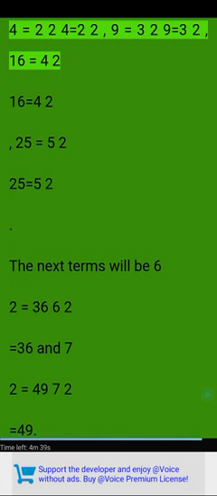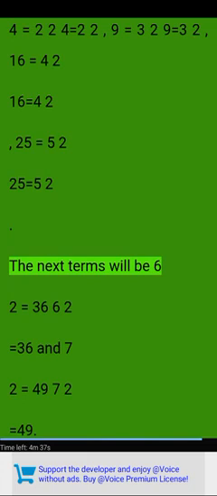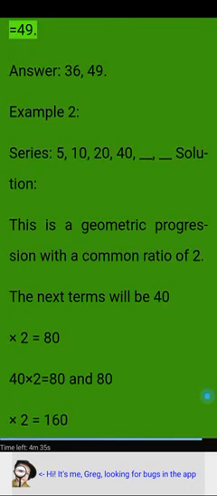4 equals 2², 9 equals 3², 16 equals 4², 25 equals 5². The next terms will be 6² equals 36 and 7² equals 49. Answer: 36, 49.